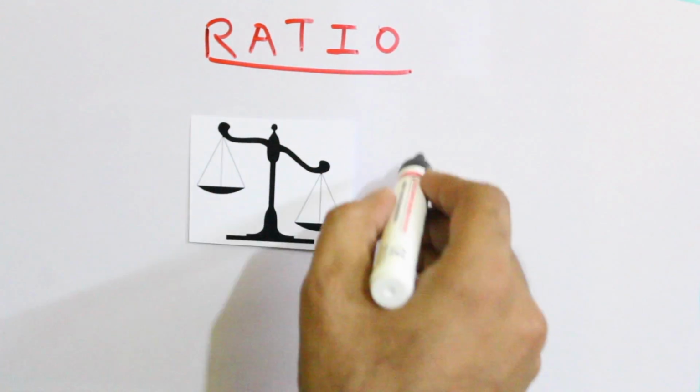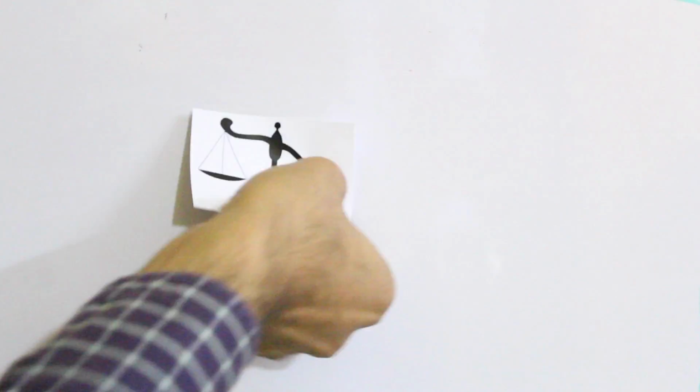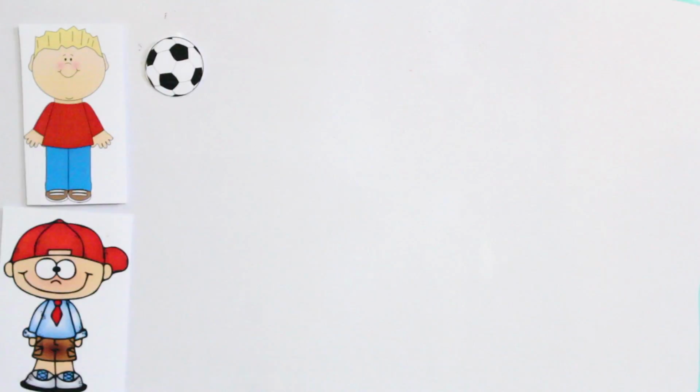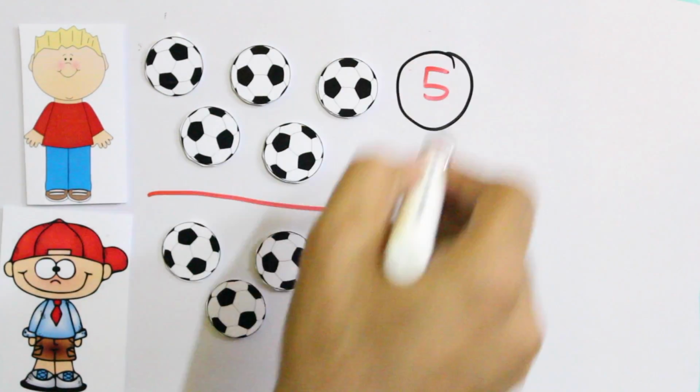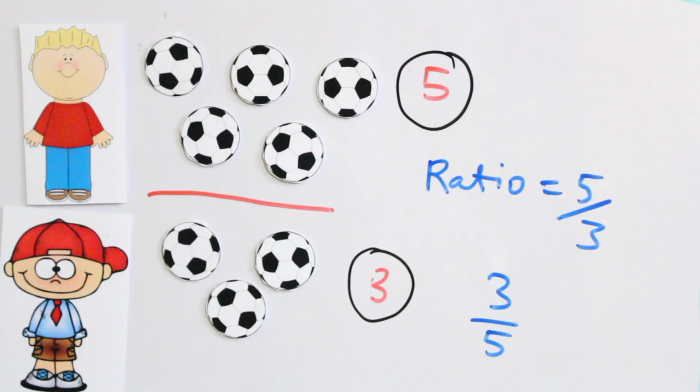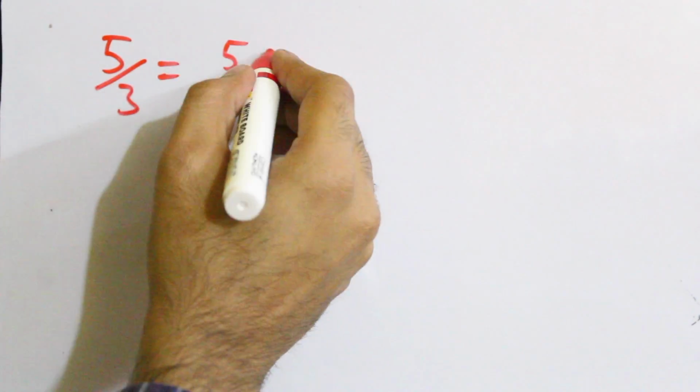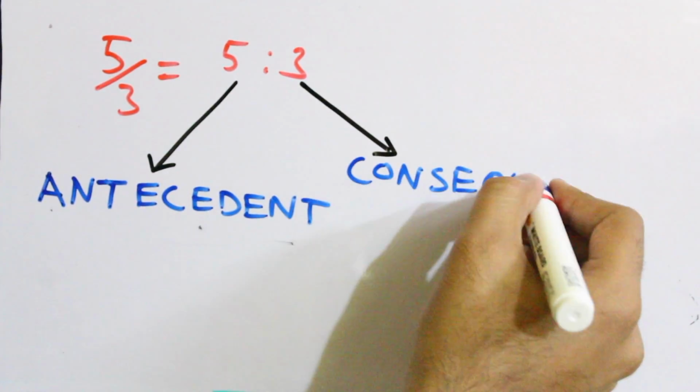First things first, ratio is used to compare two numbers. For example, there are two boys, Raju and Pappu. Raju has 5 balls and Pappu has 3 balls. Raju said, let's calculate the ratio of balls I have to the number of balls you have. The left part of the ratio, 5 here, is called antecedent and the right part, 3, is called consequent.